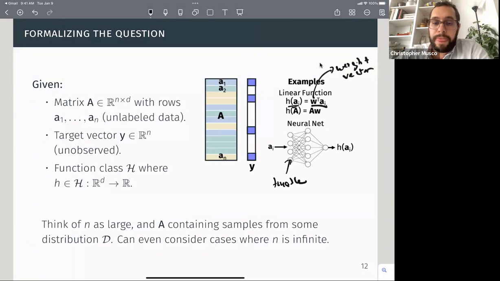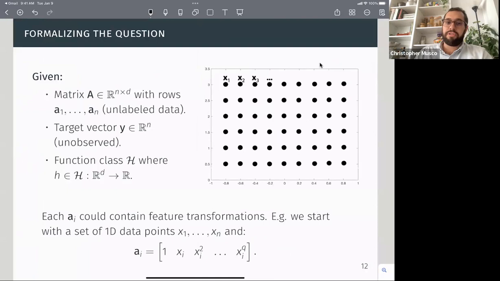We should think of n as really large, so that's going to be huge, and we're going to try to be collecting much, much less than n examples, so looking at a very, very small number of the entries in y. We could also think of A as containing samples from some distribution, or even we'll consider cases when n can be infinite. Don't worry about it for now, just think of n as very large and finite for the time. Okay, so that's our setup. One thing I'll note before going on is that for a lot of the problems I'm going to be talking about, we also further think of the rows in A as feature transformations of points in some other space.